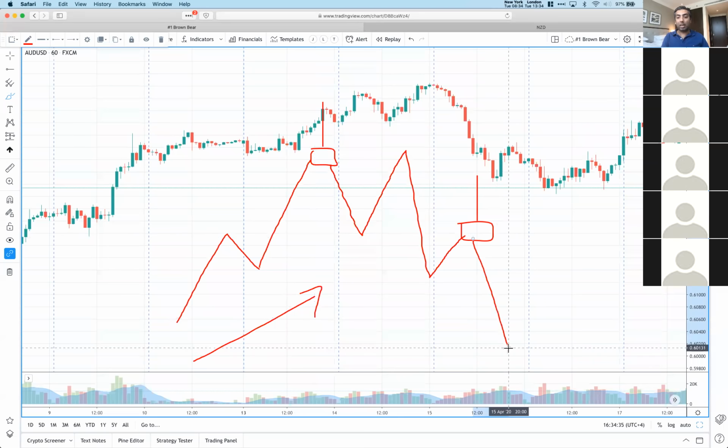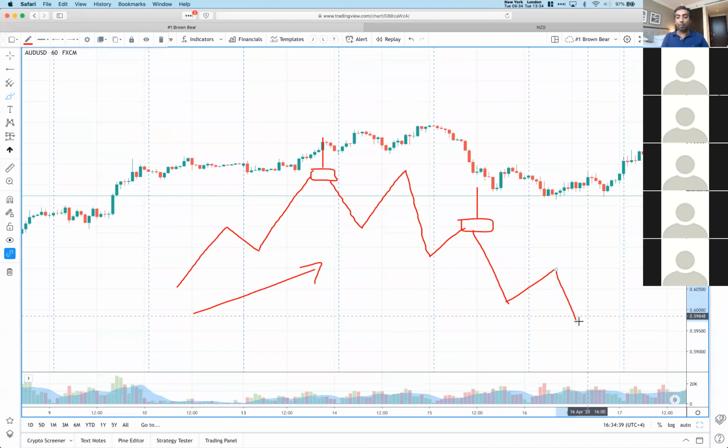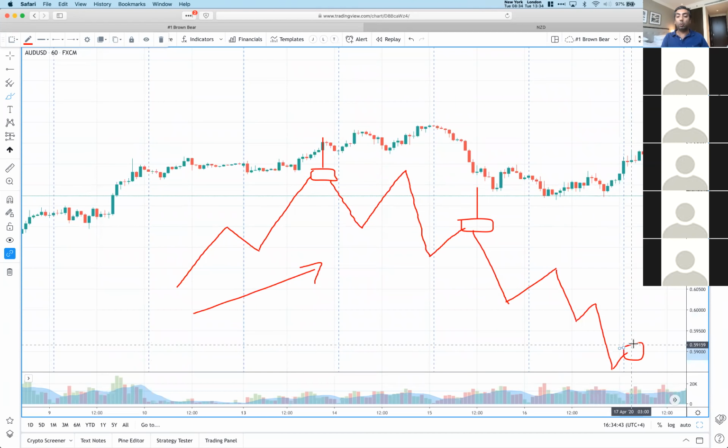Now the market goes down and pulls back and goes down and pulls back and goes down and pulls back. And then an exhaustion candle shows up. Sell it?